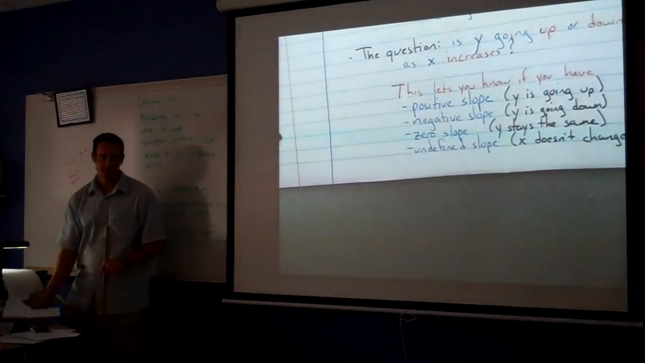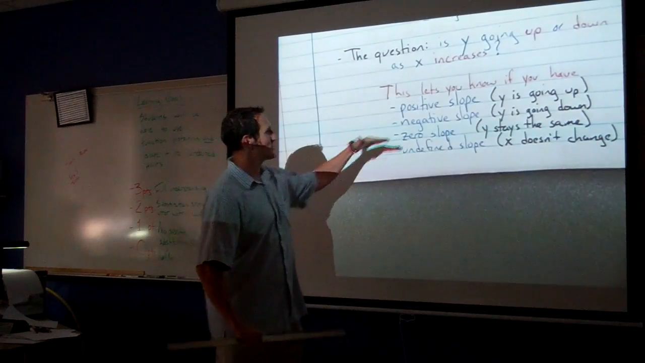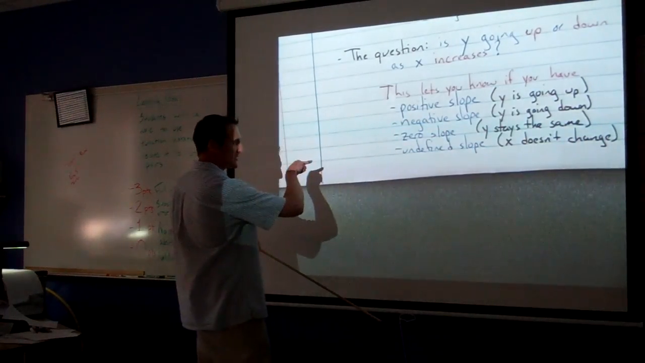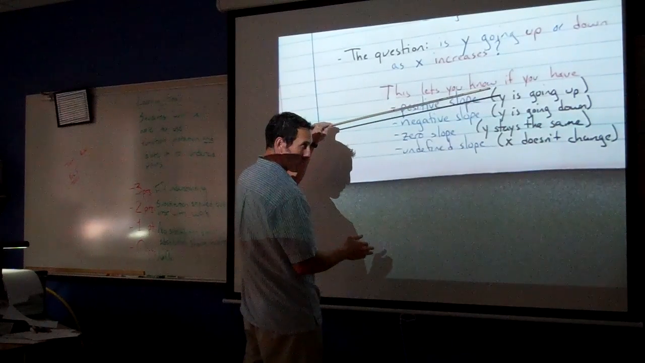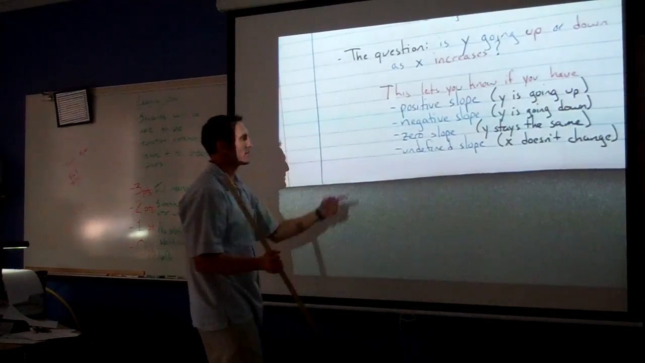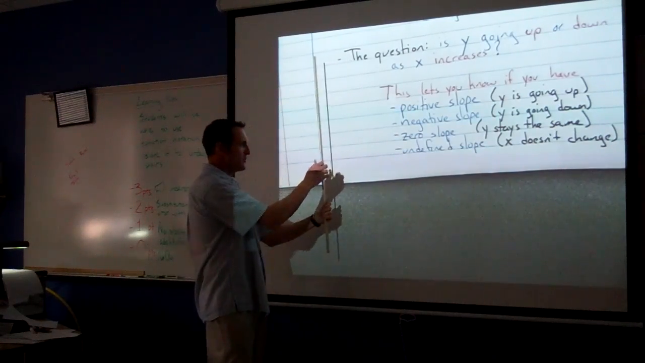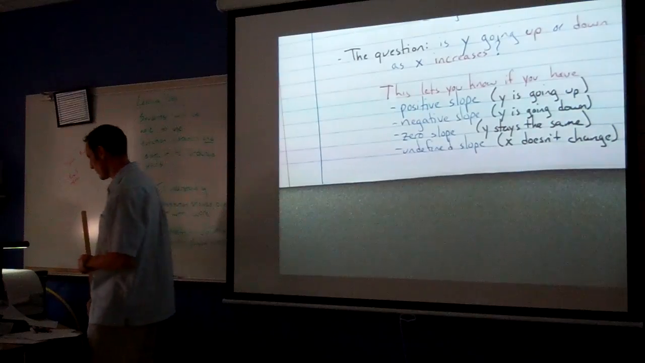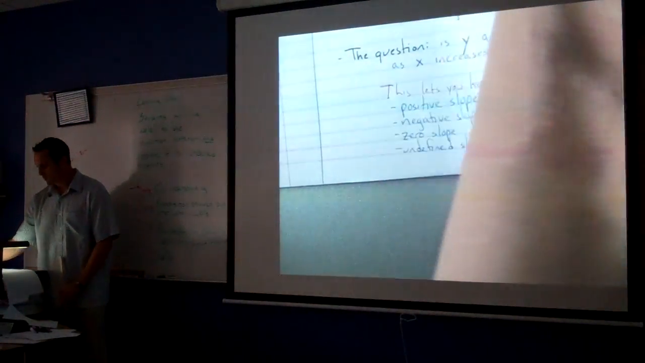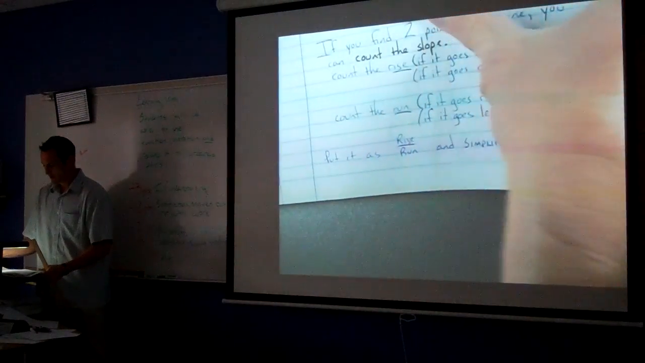There's also undefined slope, where the x doesn't change at all. So you have zero slope, y remains the same as x increases. Okay, so as x moves along, the y doesn't change, and then there's undefined slope. In fact, the x doesn't change at all. There is no x increasing. X does not increase, it stays the same. That is undefined slope. So what we're going to do is take a look at some examples of each.